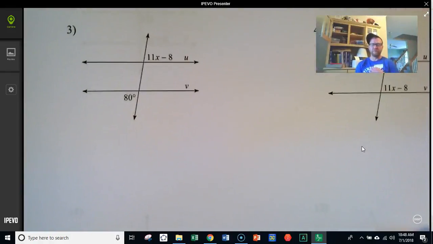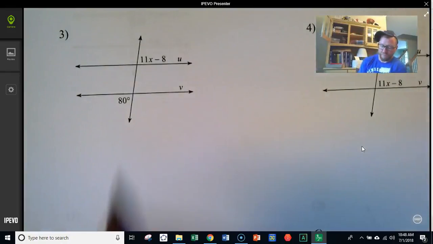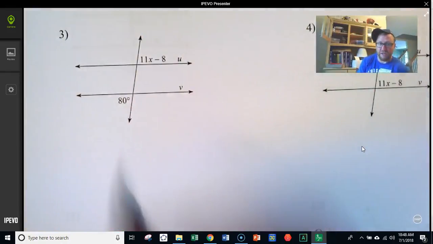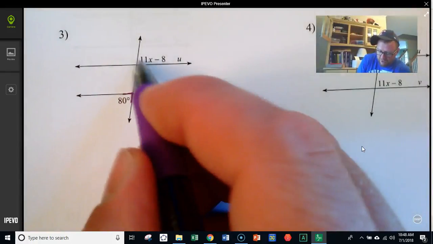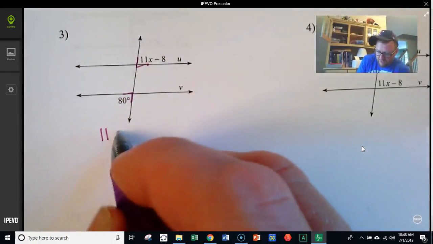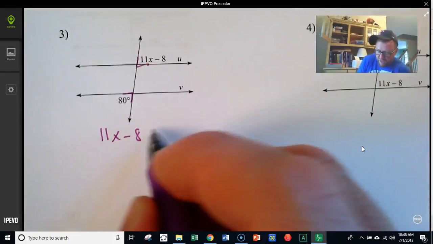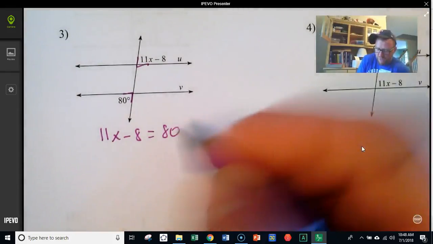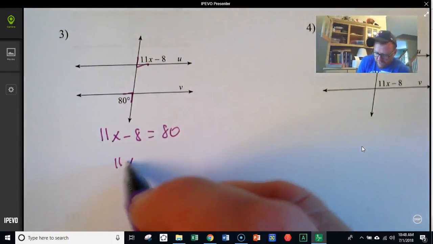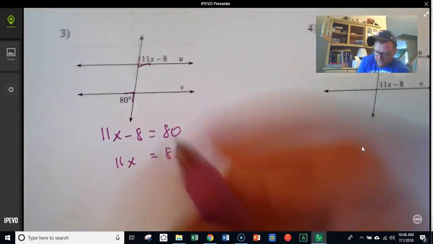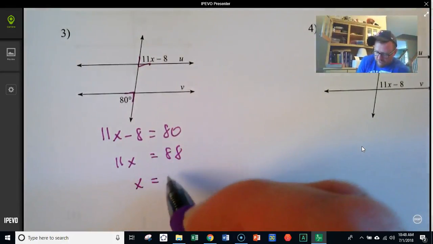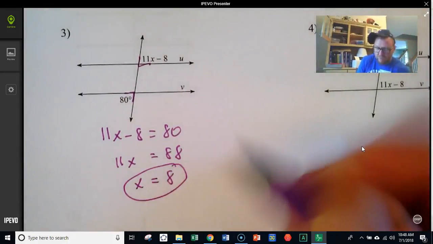All right, we'll go through the rest of these a little bit quicker. Okay. So let's see here. These are alternate exterior angles, so they should be congruent, which means that 11x minus 8, we want that to equal 80. Add 8 to each side, and we get 88. Divide by 11, and we get x equals 8.